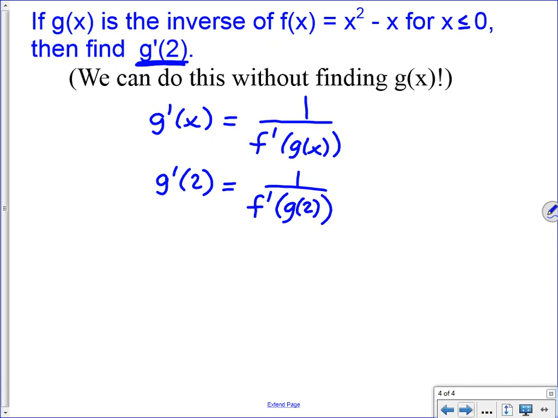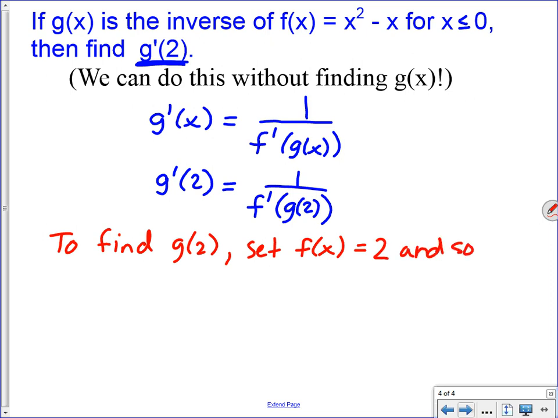Okay, now, we've got to figure out g of 2. Well, remember that your inverse function switches your input and your output. So, to find g of 2, we could take f of x, set it equal to 2, and then solve it for x. So, to find g of 2, we're going to set f of x equal to 2 and solve for x.